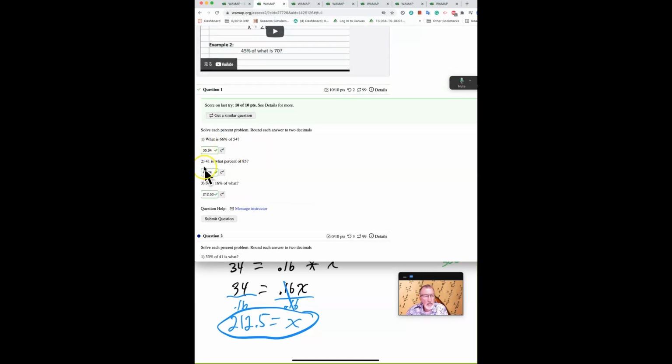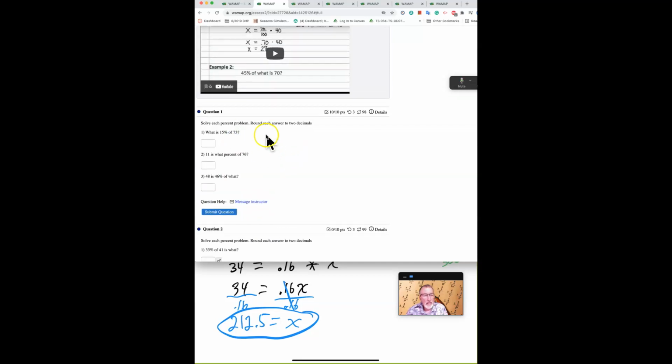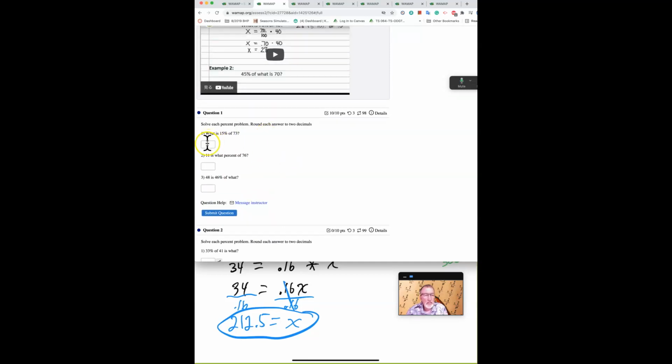Triple Crown. Okay, we got them all three correct. So you can try similar questions. And please set up your questions substituting X for what, equal sign for is, and then see if you can write your percents as decimals and see if you can work those out. If you get stuck, message me and we can work on these together. Good luck.